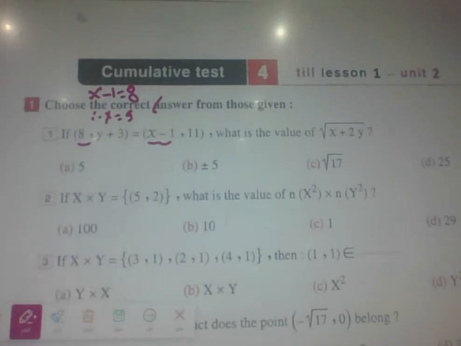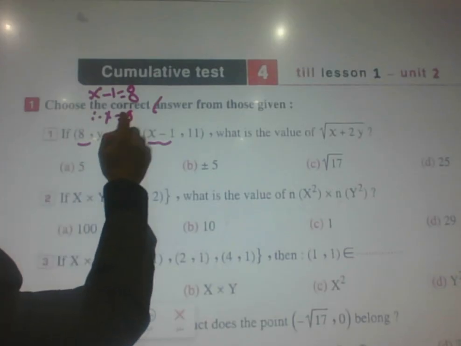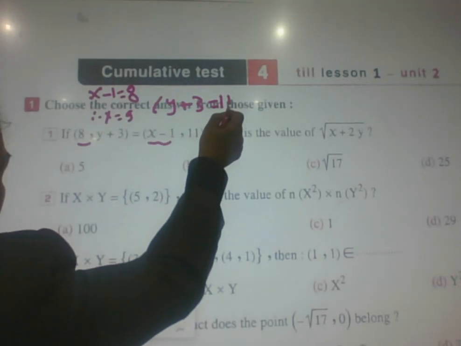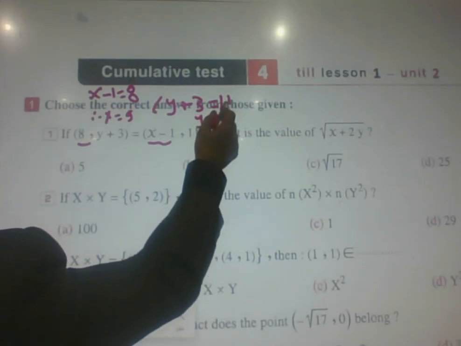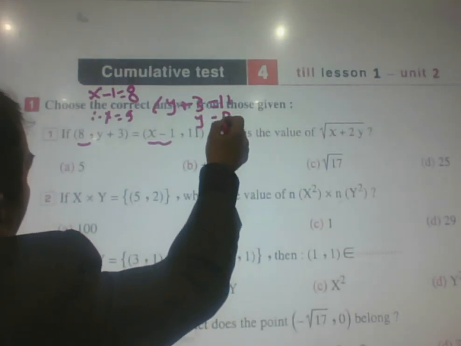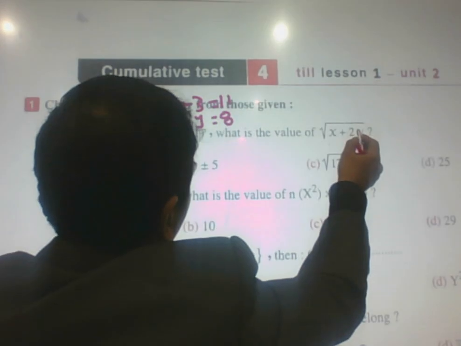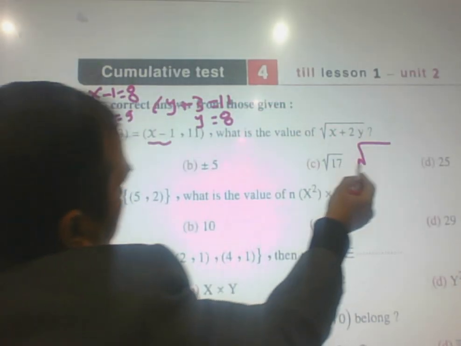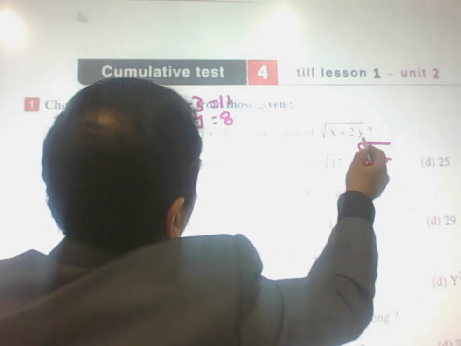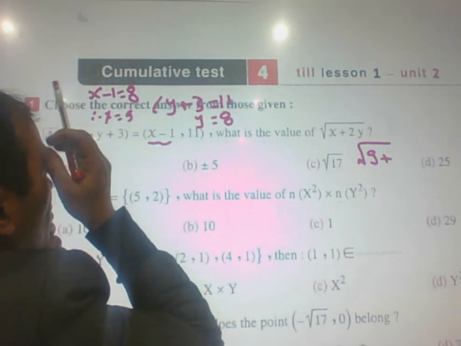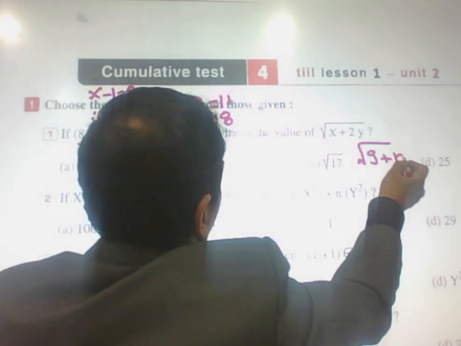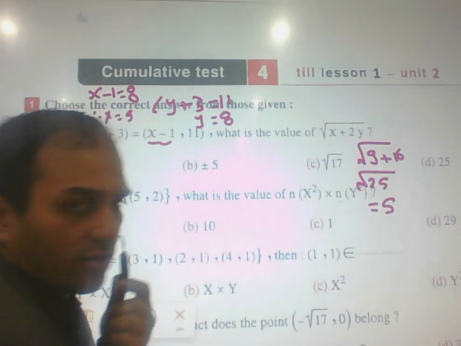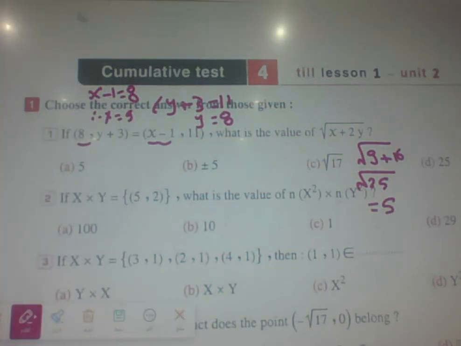And the second component, y plus 3, will be equal to 11. Then y will be 11 minus 3, which is 8. Now I will find the square root of x plus 2y. X was 9 plus 2 multiplied by 8, which is 16. 2 times 8 is 16. Then the square root of 25, the result will be 5. Okay, the answer here will be 5.